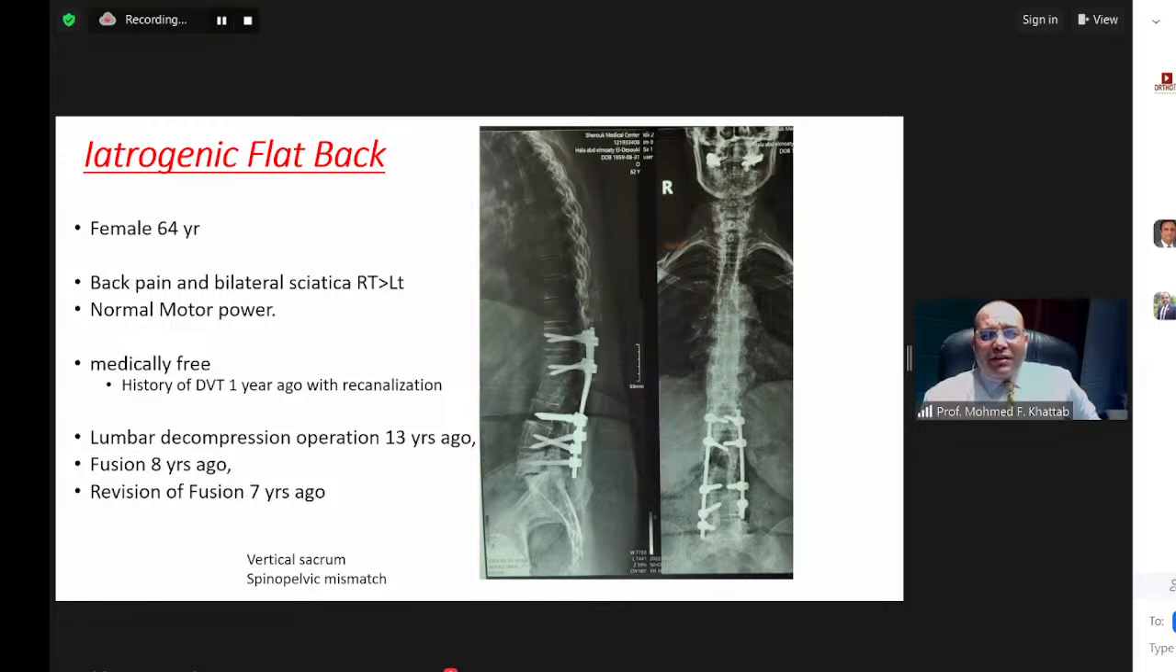Also, the patient gave history of lumbar decompression 13 years ago. We can see the laminectomy is here, and the fusion 8 years ago, and the revision fusion 7 years ago. So I can pick that the patient has flat back, fused L3, 4 levels, and L5-S1 is completely degenerated and the disc is gone. So I can say this is iatrogenic flat back and adjacent segment pathology due to the malalignment of the patient. We have vertical sacrum and spinopelvic mismatch.